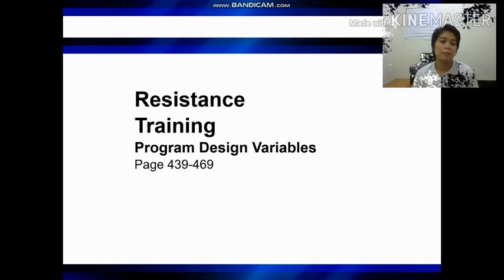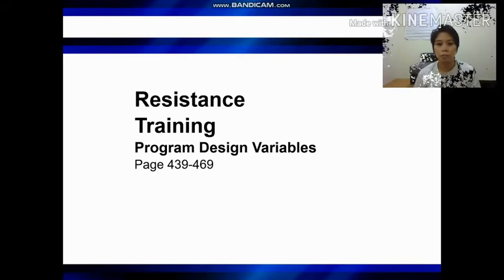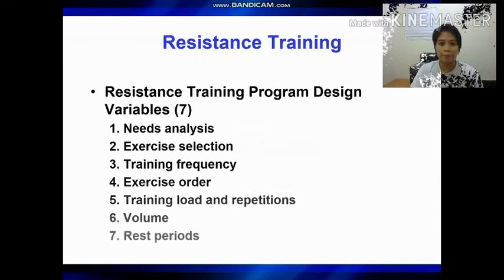This chapter will discuss the program design variables for you to design a training program for your athletes. Okay, it's very crucial for you to know. And please refer to the book Essential Strength Conditioning, page 439, and you will have a further explanation in that book. But this slide is to introduce you to this chapter on designing a training program, right?